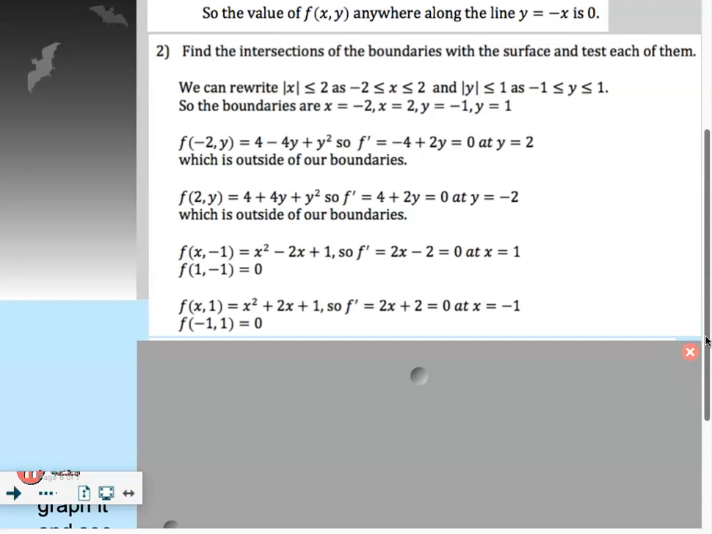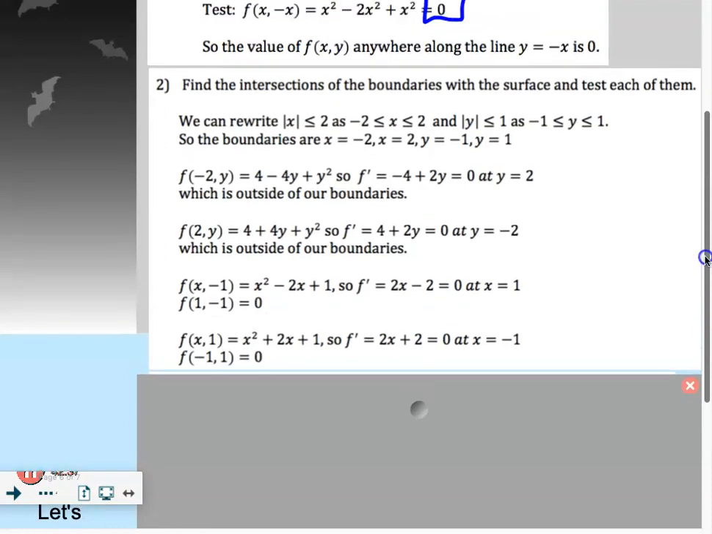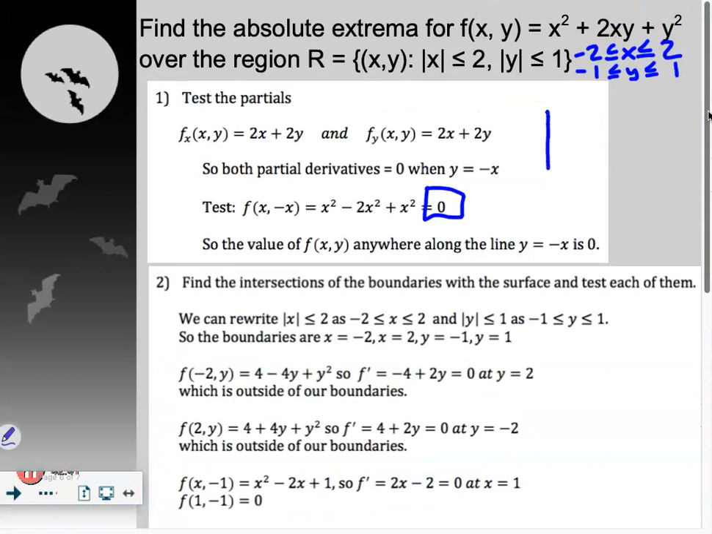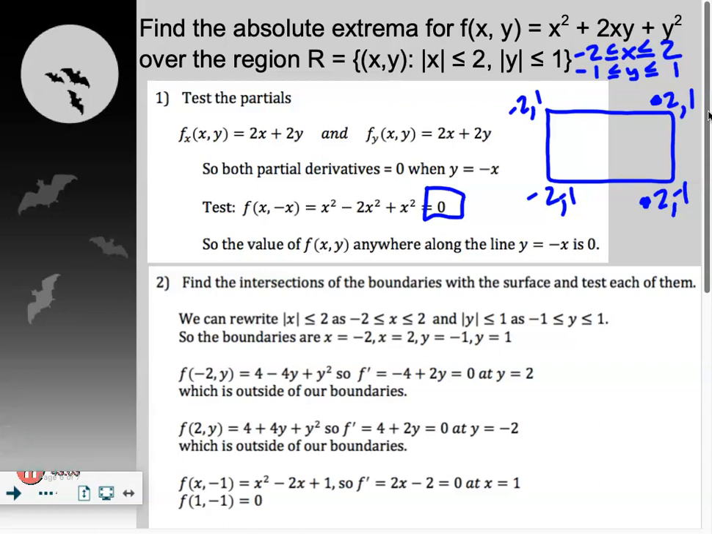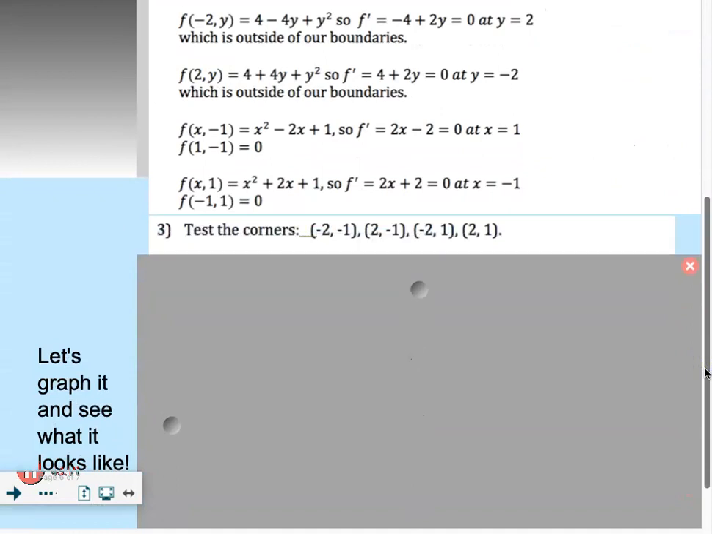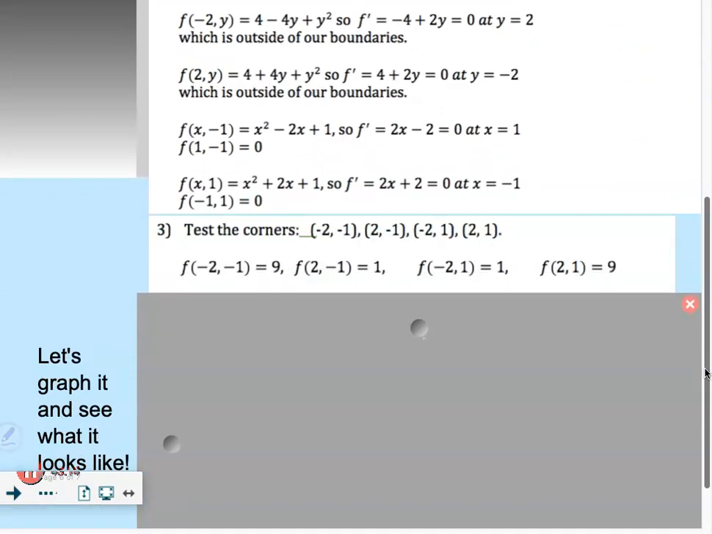I've tested my critical points. I've tested my boundaries. The last thing I have to test are my corners. I have 4 corners here, right? So I have (-2,-1), (2,-1), (-2,1), and (2,1). So I have 4 corners to test. Just plug each of your corners into your function and see what you get. My 4 corners gave me z values 9, 1, 1, and 9.